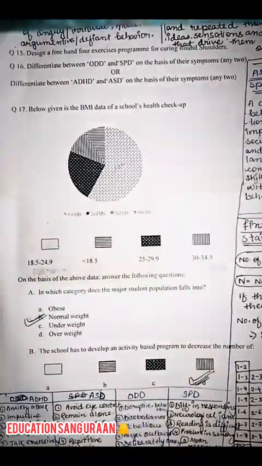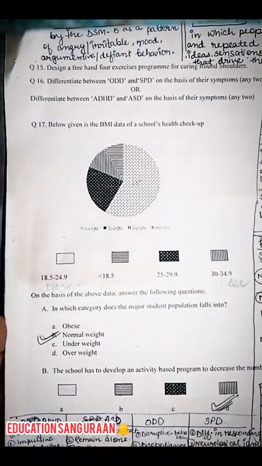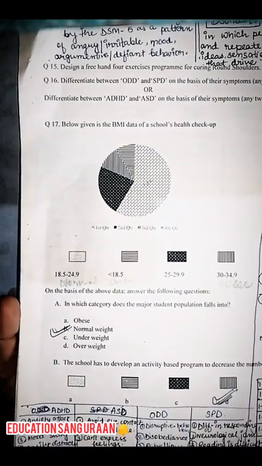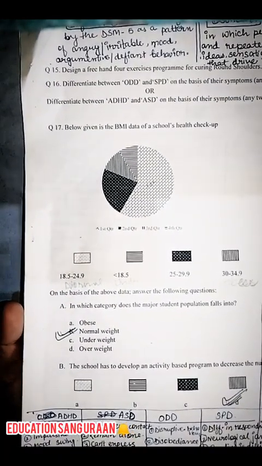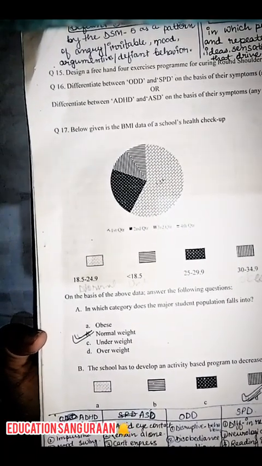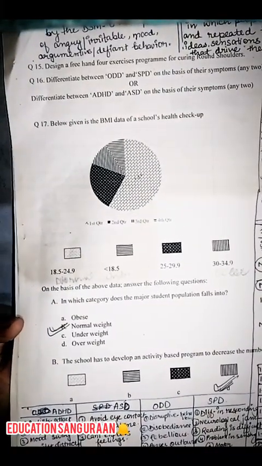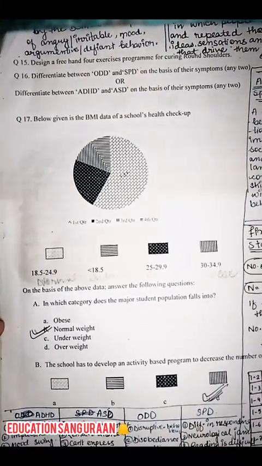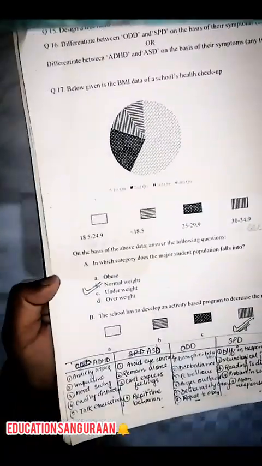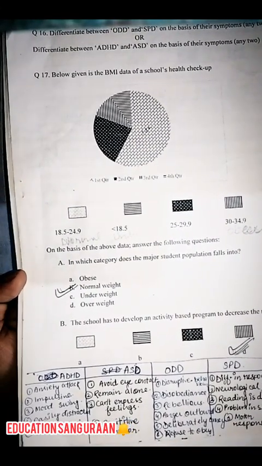So the next question is the BMI data of a school health checkup. On the basis of the above data, answer the following questions. The normal BMI range of a healthy person is 18.5 to 24.9, and underweight is below 18.5, overweight is 25 to 29.9, and obese is 30 to 34.9. So the first question is, in which category does the major student population fall? So it is normal weight.